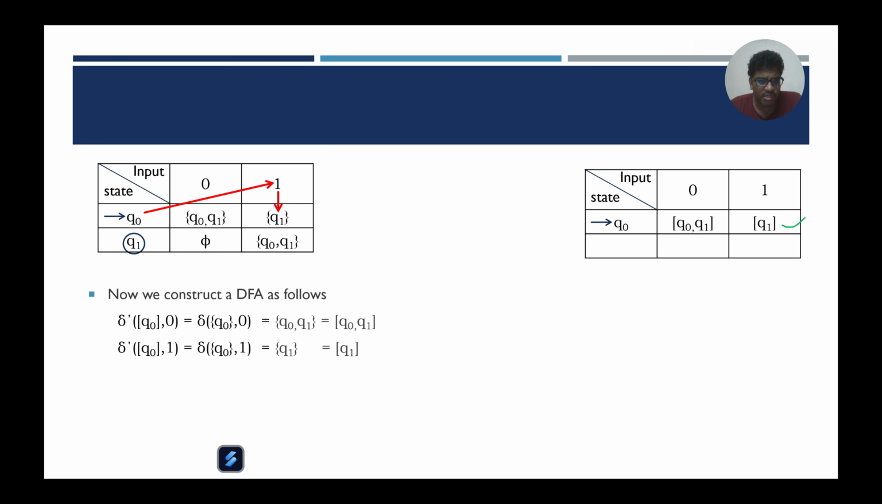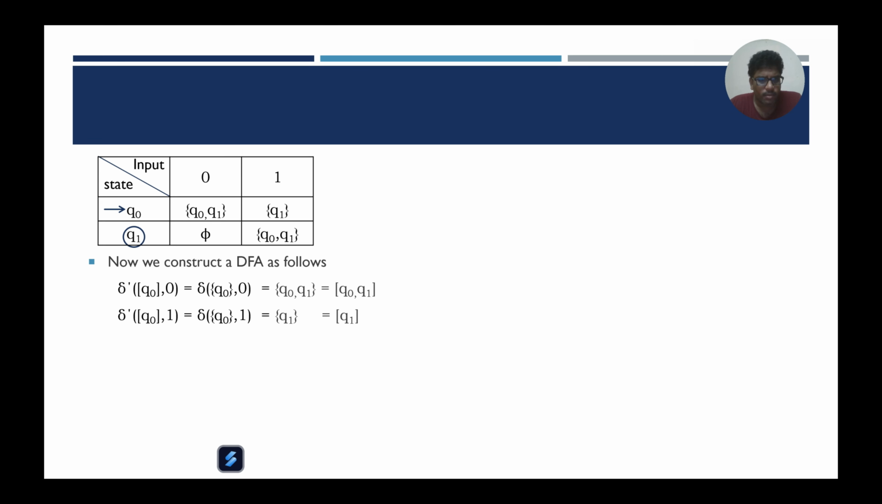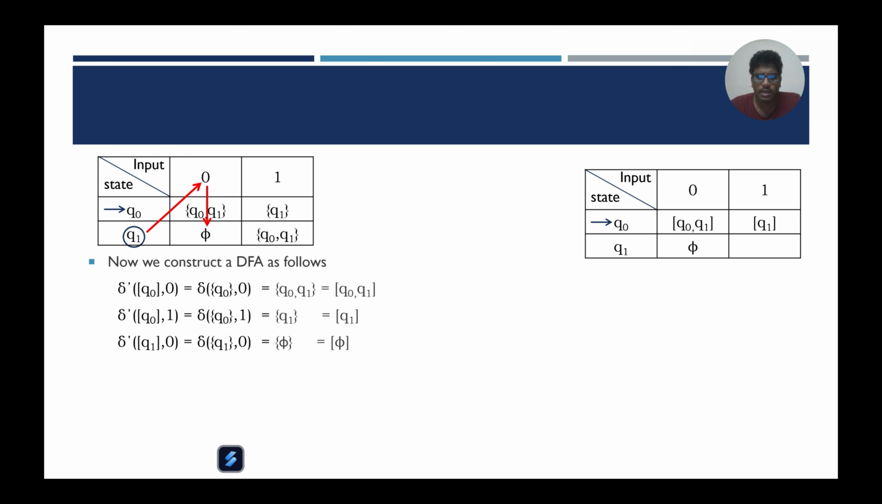Now we have to write the delta dash of Q1 on 0 moving to the state 5. So delta dash of Q1 comma 0 equals delta dash of {Q1} on 0 reaching the state 5. Clear? Now it has to be represented in the DFA table. In the DFA table, we will get Q1 on 0, 5.